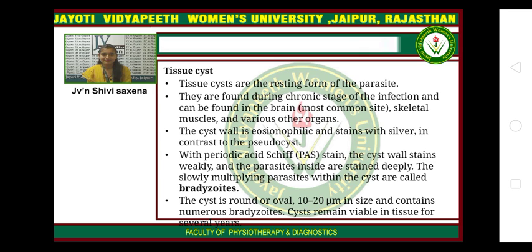The slowly multiplying parasites within the cyst are called bradyzoites. The cyst is round or oval, 10 to 200 micrometers in size, and contains numerous bradyzoites. Cysts remain viable in tissues for several years.